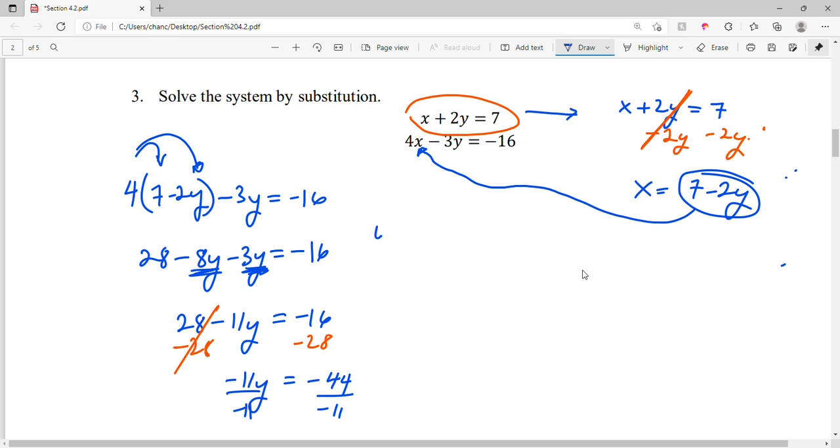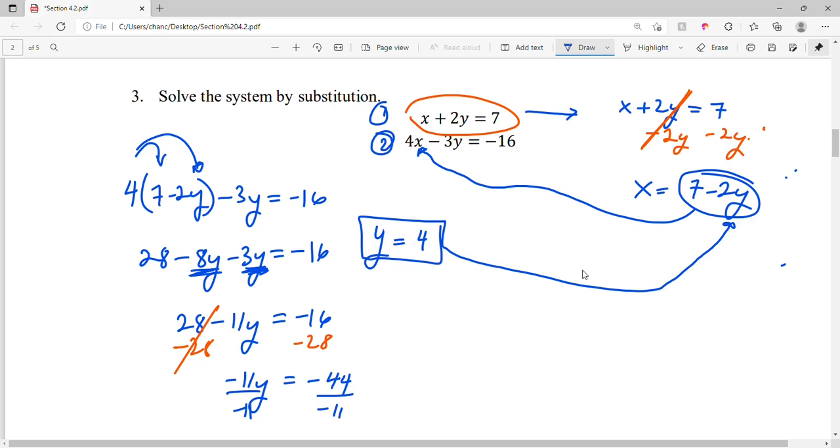This gives me y equals a positive 4. That's our first solution. Now we have to solve for x. We can plug this y into the first equation if we want to, into the second equation if we want to, or I can plug it into this new equation that we created from equation 1. So it doesn't matter which equation you use, just pick the easiest one for you.